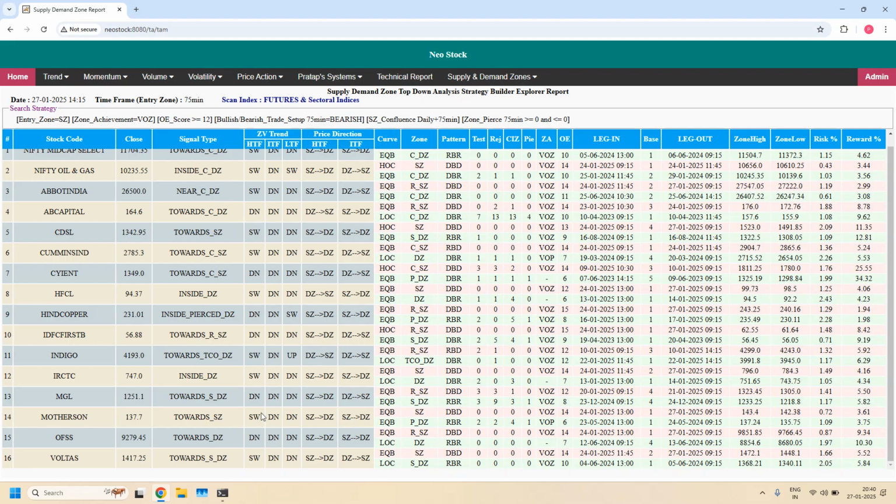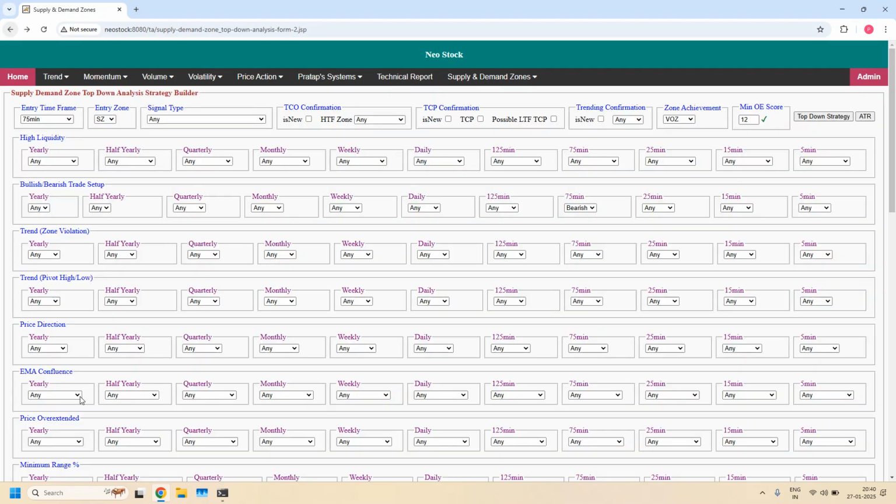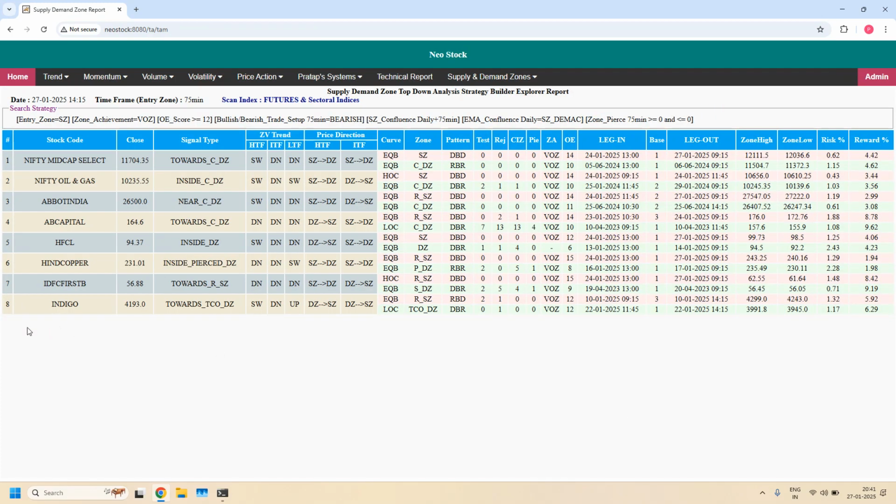So now let's verify how many of these daily supply zones are having daily EMA confluence. In the EMA confluence, daily time frame, daily supply zone having daily EMA confluence filter is enabled, because the 75 minute supply zone is part of the daily supply zone. Let's filter. We got 8 stocks. So these 8 daily supply zones, these 8 75 minute supply zones which are part of the daily supply zone, are even more high probability trade setup supported stocks.